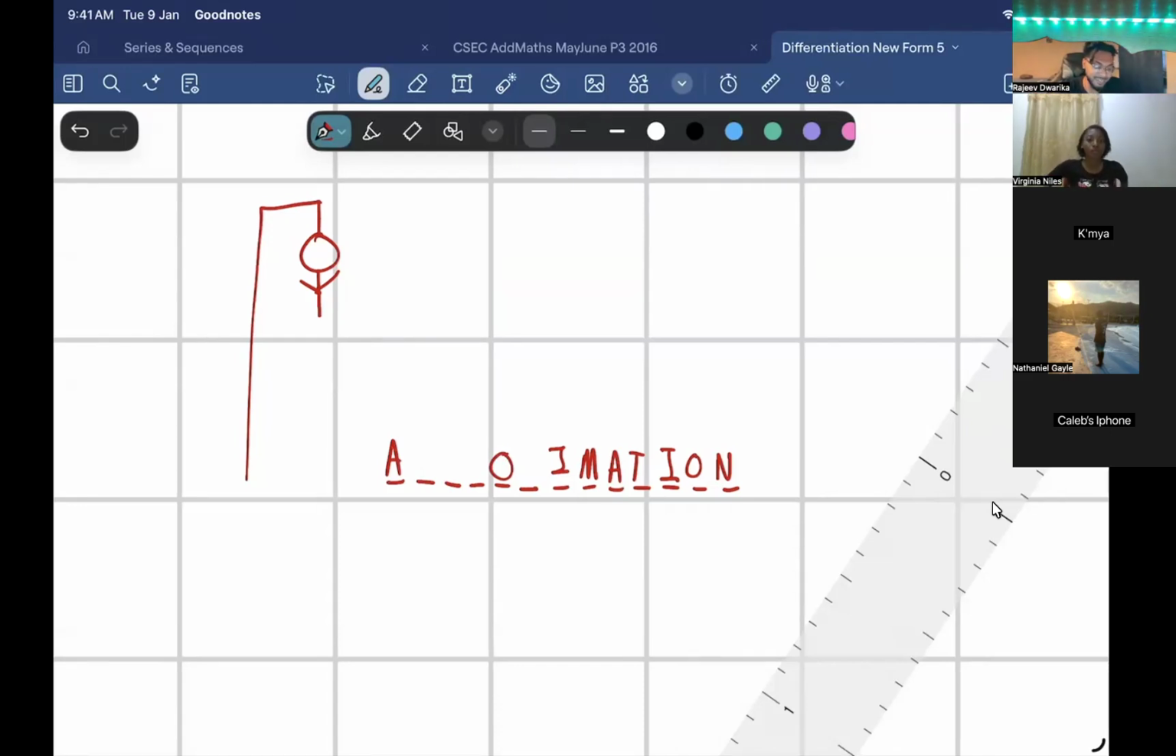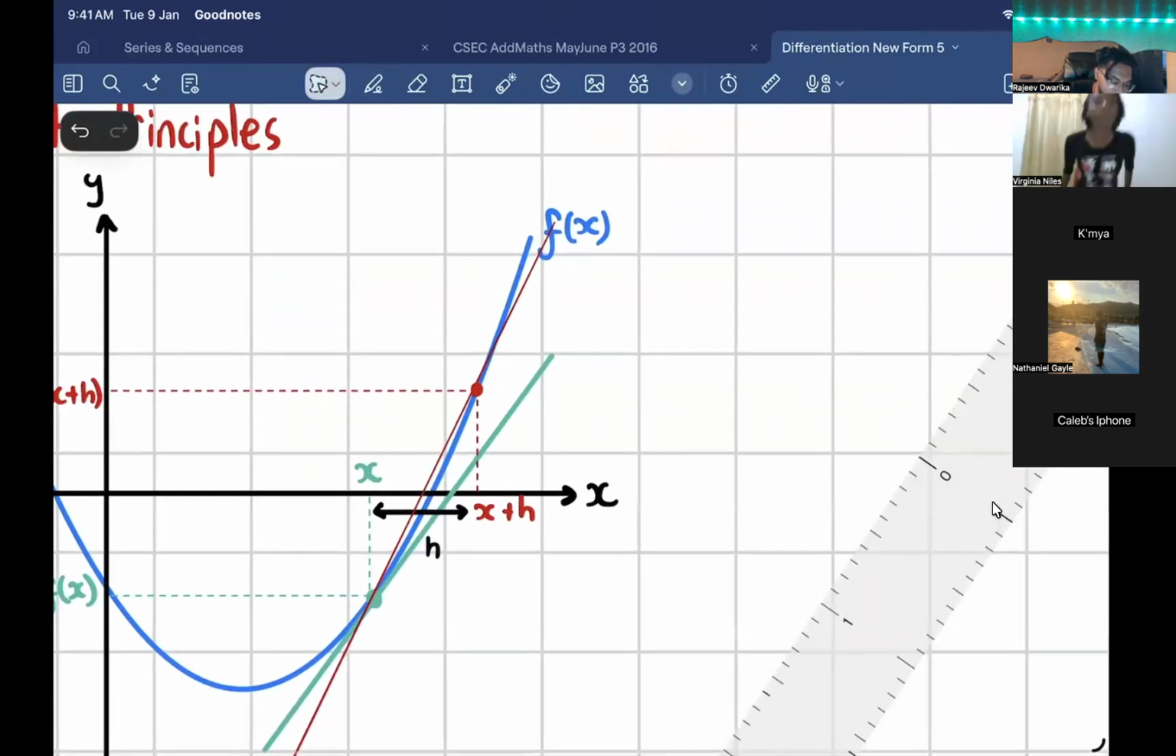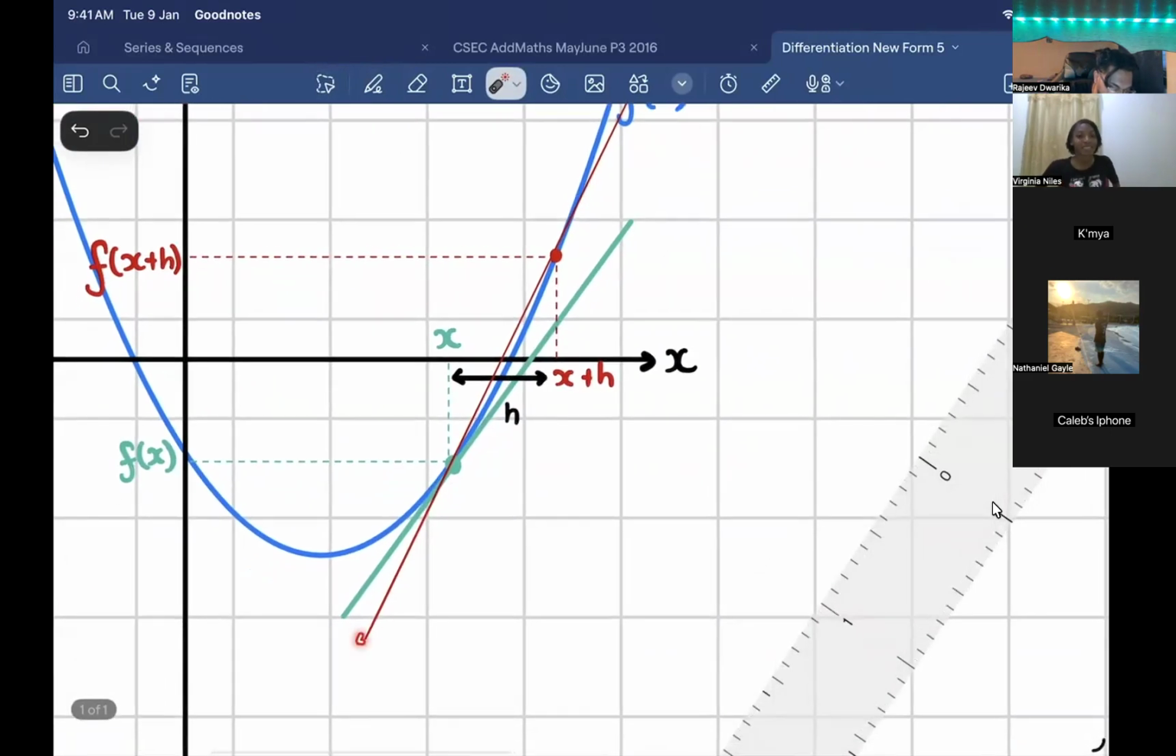Yes, you saved the man. Is the red line the actual gradient? You could say it is an approximation, because it's not the actual gradient, but it's close.